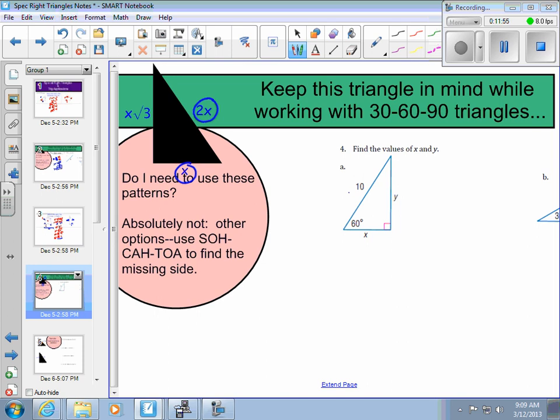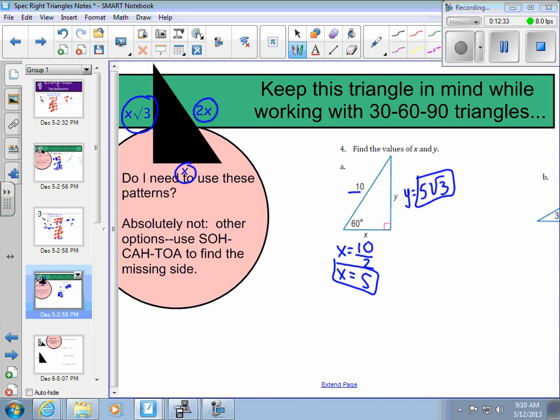So if our hypotenuse is 10 here, that means this shorter leg should be half as much. So if we divide by 2, we can see what x is. So if you take 10 divided by 2, you get 5. So that means this length is 5. Our longer leg is always whatever our shorter one is times square root of 3. So y over here should be whatever our short leg is, 5 times the square root of 3. So you can see you can get the answers very quickly if you know the patterns and can apply them.